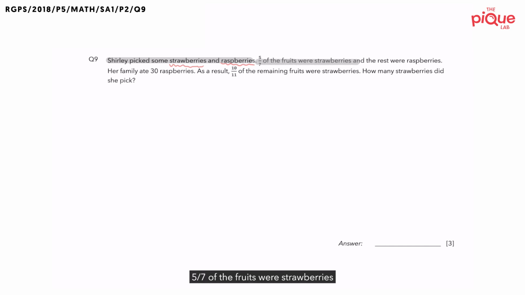5/7 of the fruits were strawberries, and the rest were raspberries. Looking at this statement itself, we must take note of the fraction 5/7. We can assign these two numbers in the fraction to the items in the question. But how are we going to do that? The numerator 5 will go to the first item in the sentence, which is the initial quantity of strawberries. Let's take a pen, circle the numerator 5 with me, and draw an arrow to the strawberries.